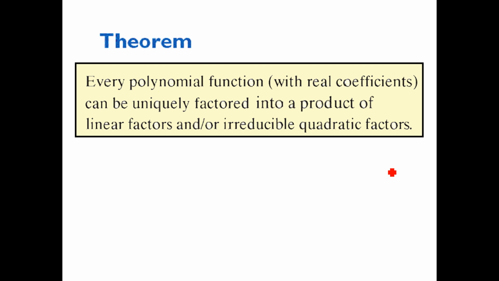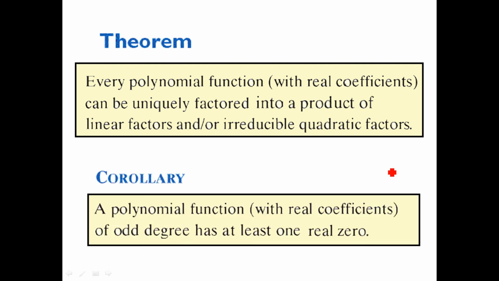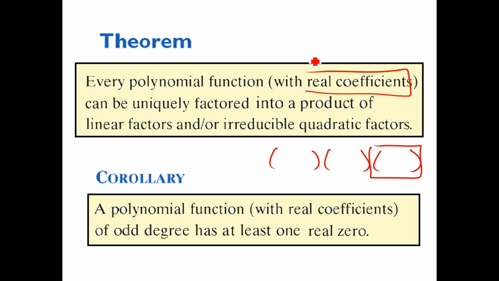Alright, so every polynomial with real coefficients can be uniquely factored into a product of linear factors and or irreducible quadratic factors. So what this is saying is you can always take a bigger problem and break it down into your smaller parentheses. Alright, a polynomial function with real coefficients of odd degree has at least one real 0. So we'll talk about this more in 5, 6, but you can always break things down into the parentheses if we have real coefficients.